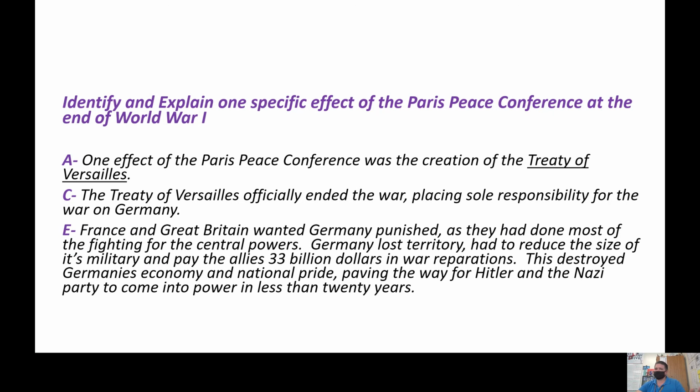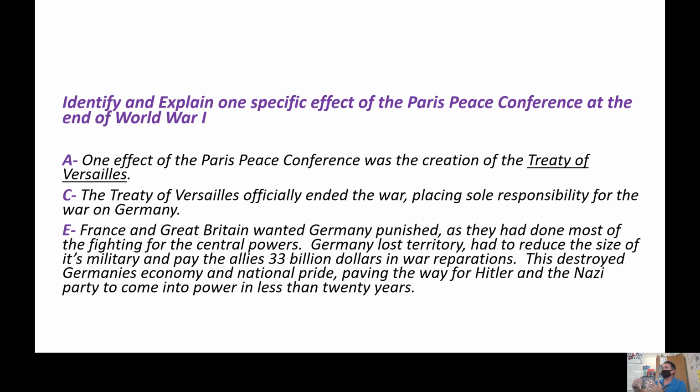Now, this one's a little bit longer, but I got carried away. France and Great Britain wanted Germany punished. That is important. You have to remember the Big 3: the U.S., Great Britain, and France. They had different agendas. The U.S., Woodrow Wilson, didn't want anybody punished. But France, they wanted revenge.